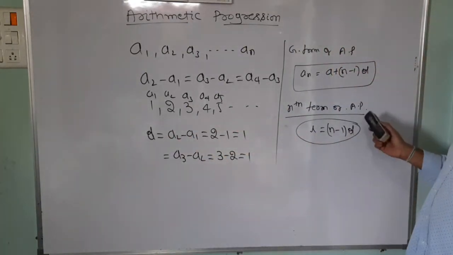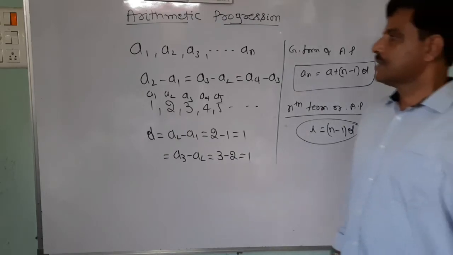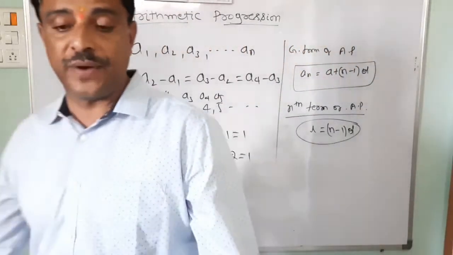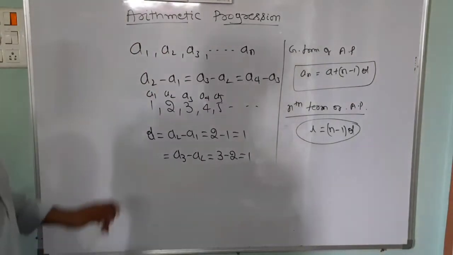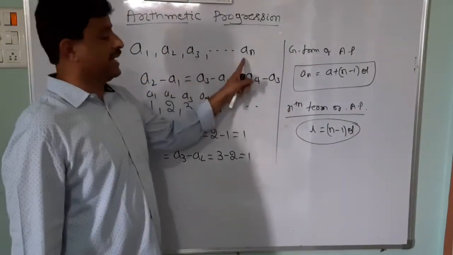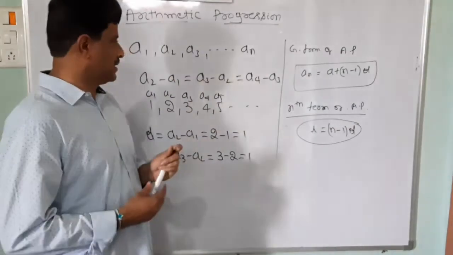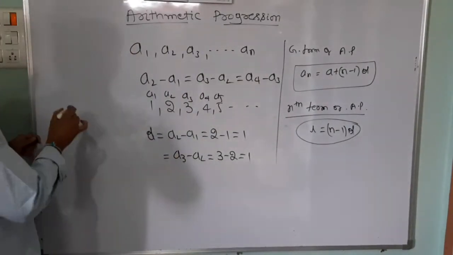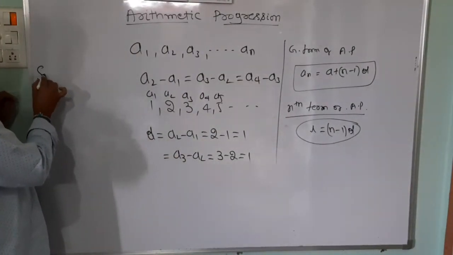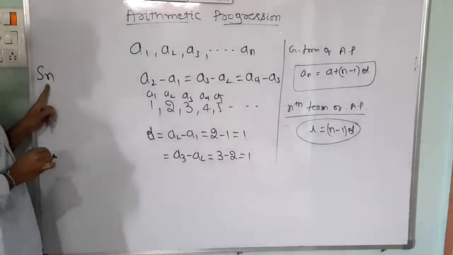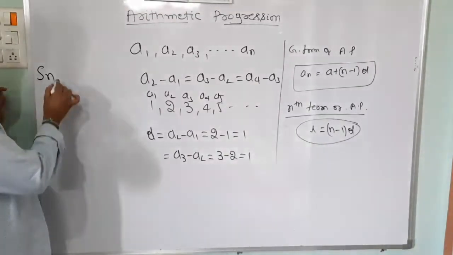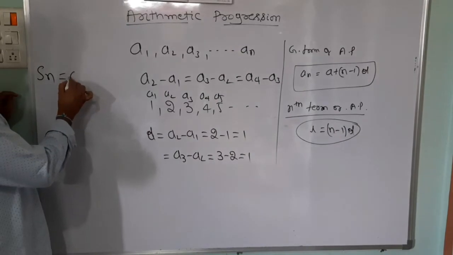So next, now the sum of n terms of a sequence. a1, a2, a3, an. This is the general form of the sequence. So next, the sum Sn. S means sum, n means number of terms. Sn is equal to a1.